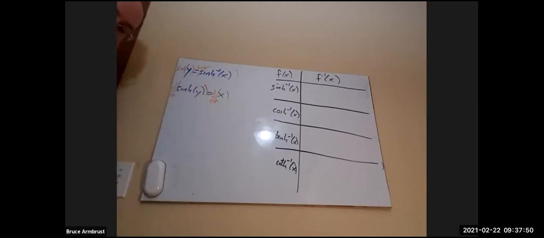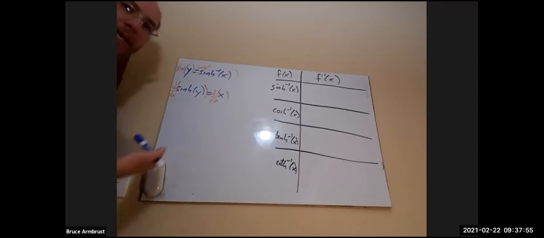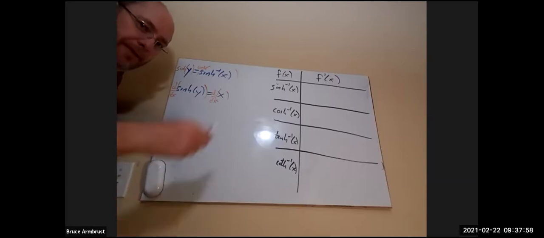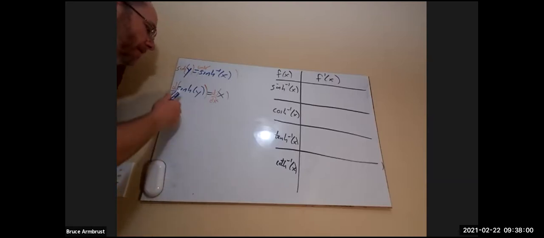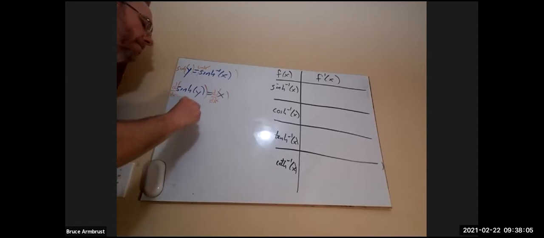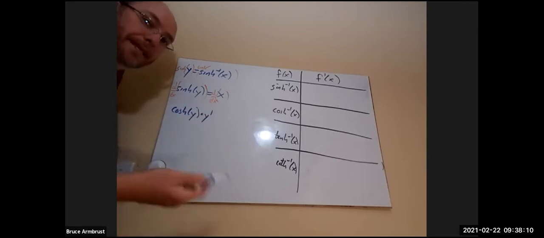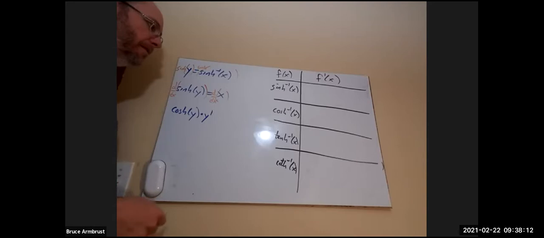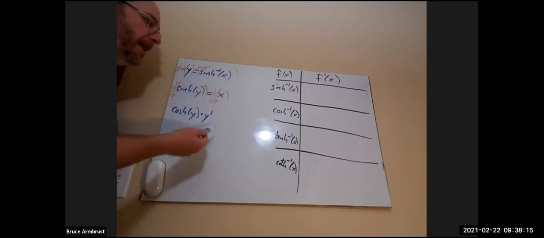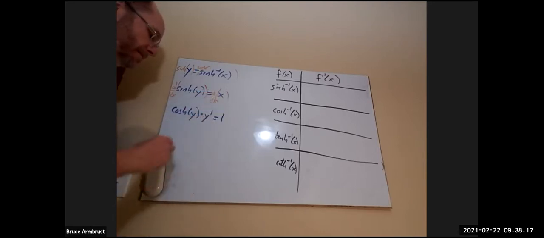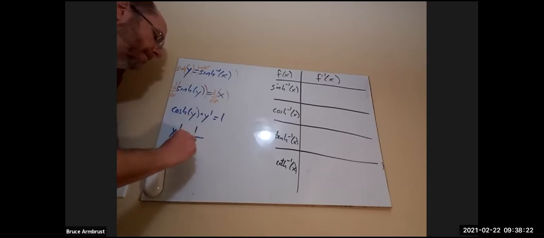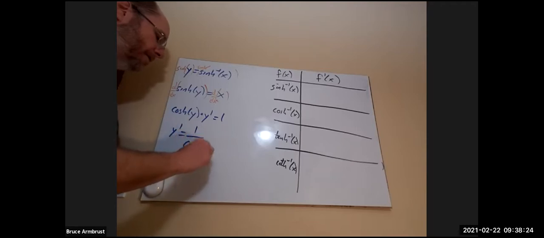All right, now it's this that I'm going to differentiate. Differentiate both sides of this with respect to x. So I'm doing implicit differentiation. Hopefully you remember that from Calc 1. So the derivative of sinh, we already saw, is cosh, and then I need to multiply by y prime, implicit differentiation. The derivative of x, of course, is just 1. So if I solve this for y prime, I get y prime is equal to 1 over cosh of y.